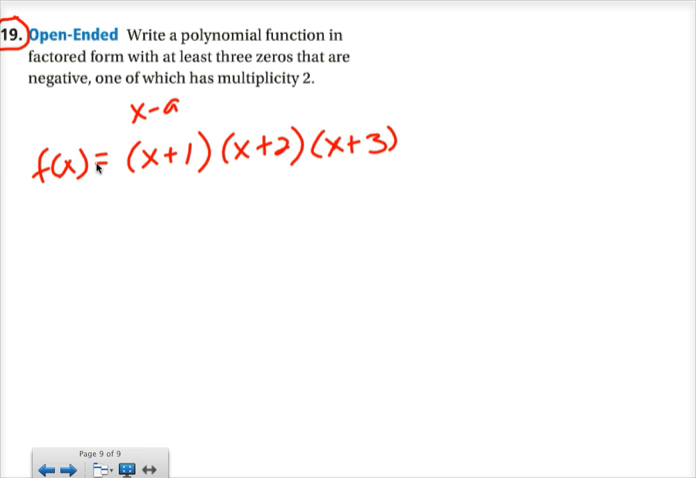Call that f of x. And then the last thing to do would be to make sure that one of them has a multiplicity of 2. So I'm going to give this little x plus 1 a power of 2 right there. We don't have to multiply this out or anything. It said write a polynomial function in factored form. So there it is.